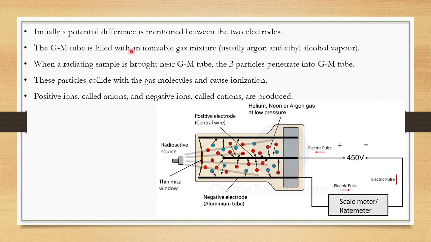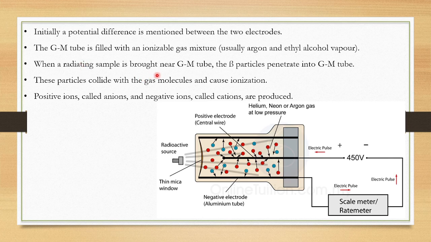The GM tube is filled with an inert gas mixture, usually argon and ethyl alcohol vapor. Inside it there will be a gas vapor, a mixture of argon and ethyl alcohol, a vapor solution.